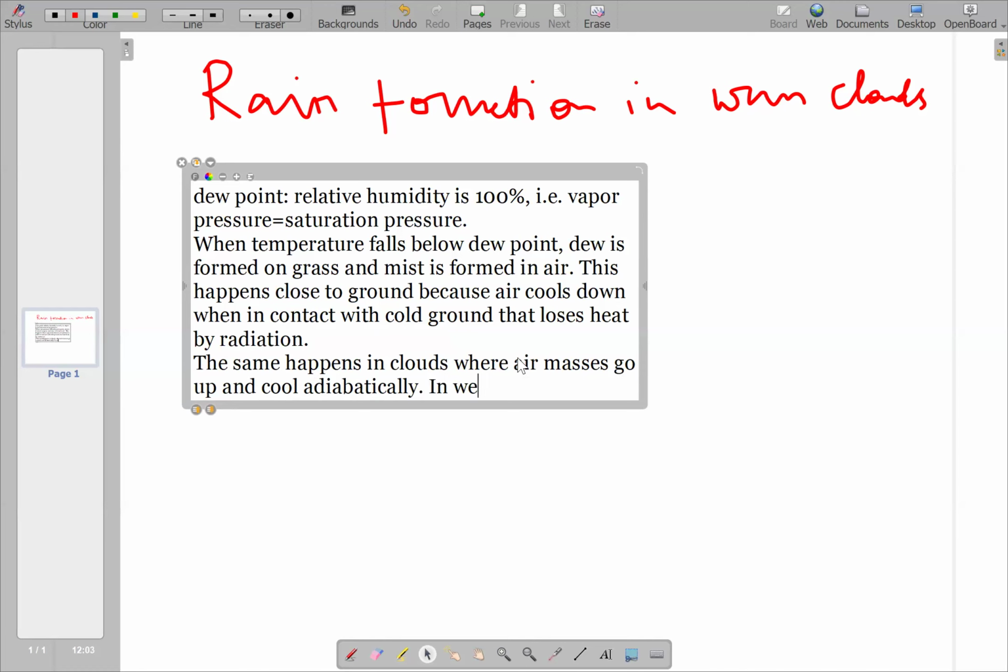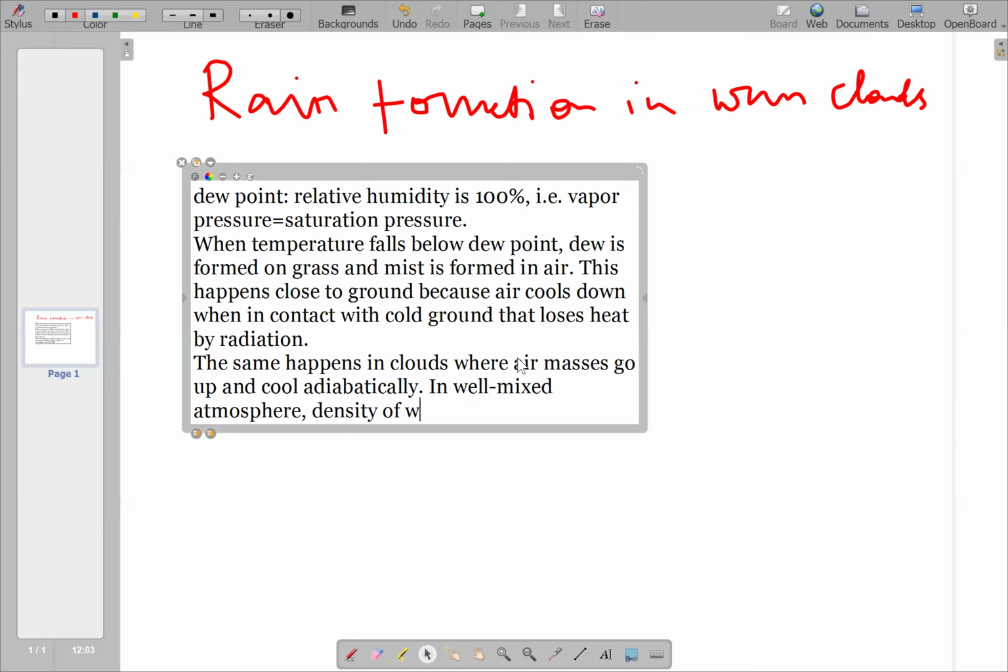Now, in a mixed atmosphere, absolute humidity, the density of water vapor, is everywhere the same.